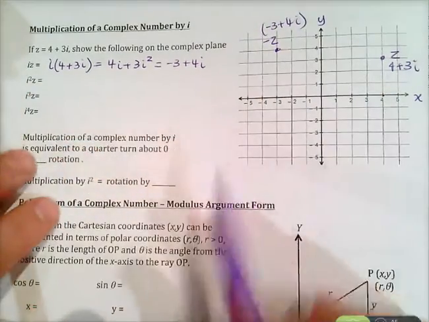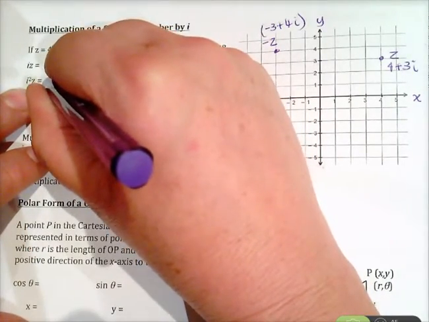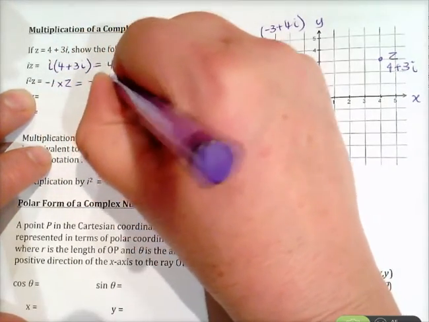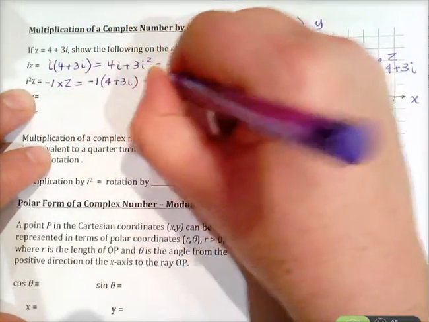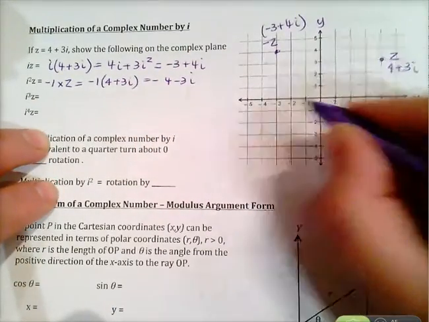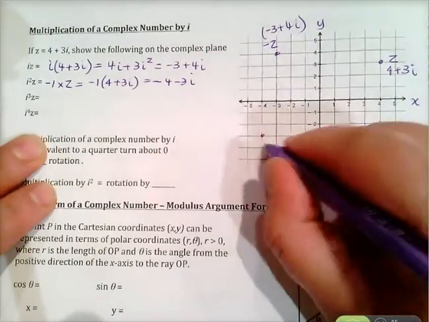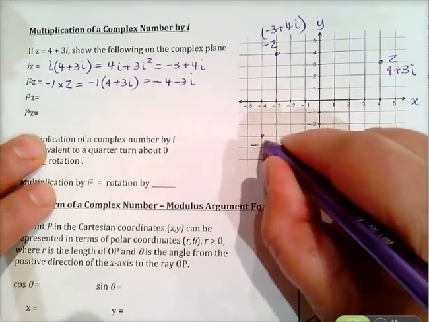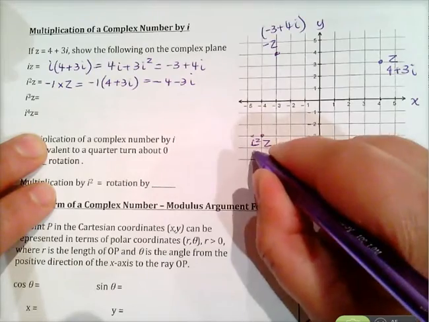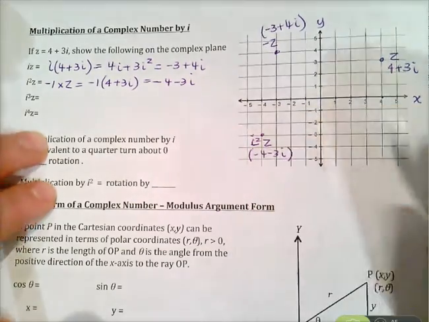Now, I'm going to look at i squared Z. Now, we know i squared is negative 1. So that's negative 1 times Z, which is negative 1 times 4 plus 3i, which is negative 4 minus 3i. And if we plot that, negative 4 minus 3i is down here. And that's i squared Z, which is negative 4 minus 3i, okay?